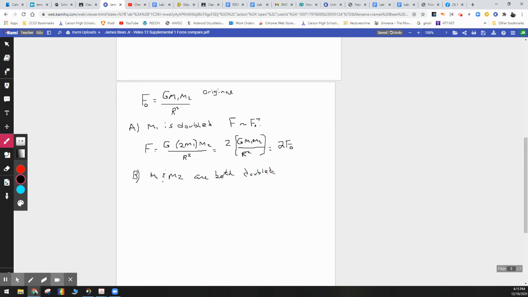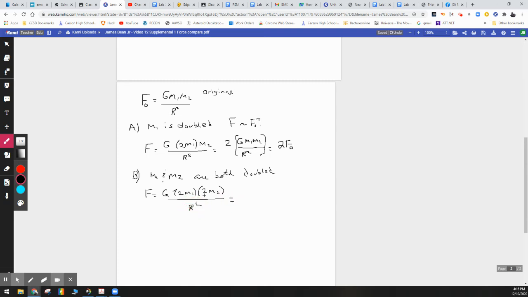Okay, these are both doubled. What's going to happen now? So both doubled. So the new force here, we'll take our time here, will be 2m1 times 2m2, like so. All this here divided by r squared.